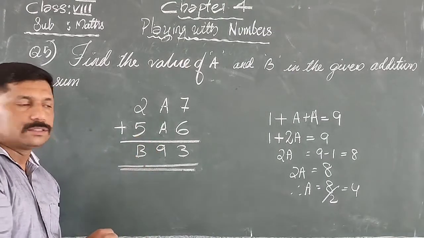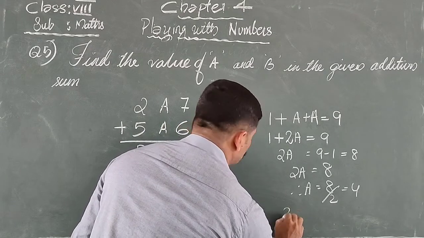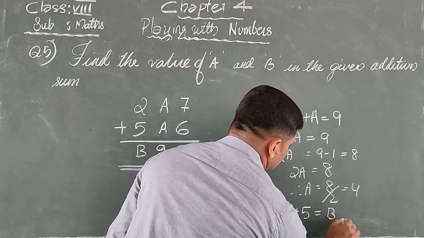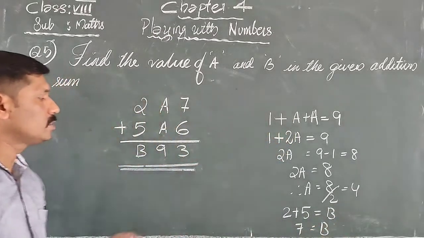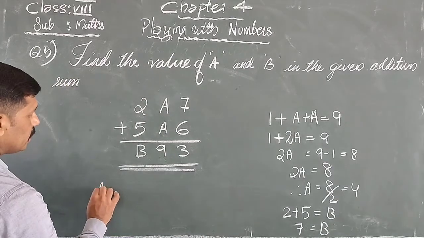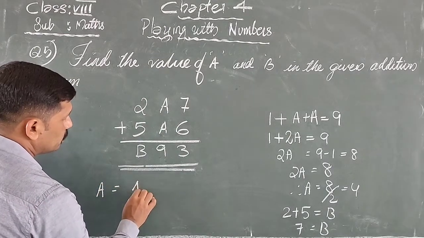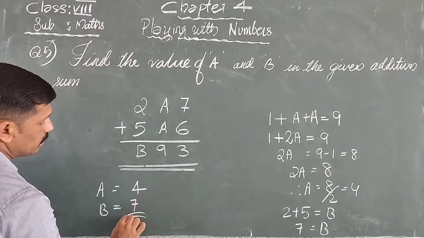5 plus 2 is equal to B. So B is equal to 2 plus 5. So 2 plus 5 means 7. 7 is equal to B. So B is equal to 7. Here we write A is equal to 4 and B is equal to 7.